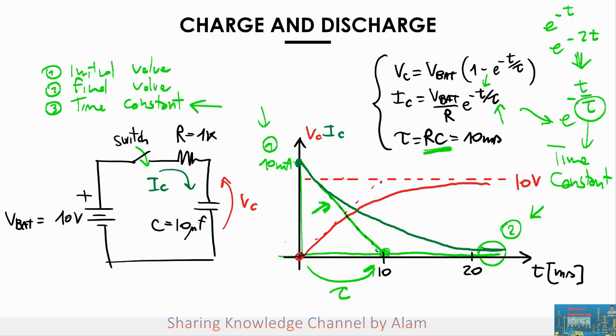In most cases, when you apply a step voltage, like in this case, or a step current to an RC circuit, the circuit will respond with exponential waveforms. Drawing the exponential waveform of the current or the voltage does not require you to know the actual equations. The only thing you need to know is the starting value of the voltage or current, the final value, and the time constant.